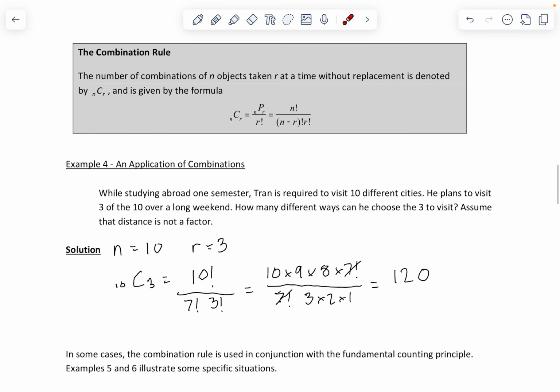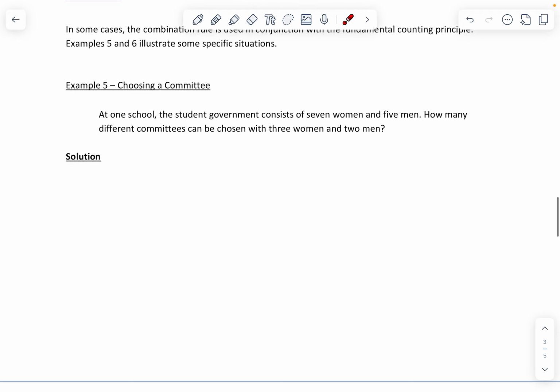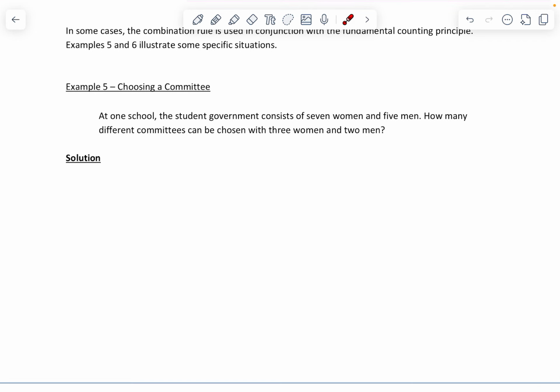Okay, moving on. In some cases, the combination rule is used in conjunction with the fundamental counting principle. Examples 5 and 6 illustrate some specific situations. Example 5. At one school, the student government consists of 7 women and 5 men. How many different committees can be chosen with 3 women and 2 men? So we could think of this problem as having 2 distinct stages. First, choosing the 3 women, and then choosing the 2 men. So it's basically a fundamental counting principle problem.